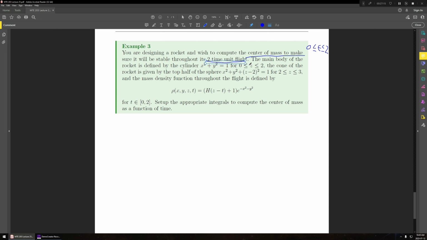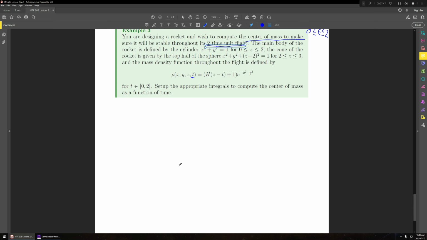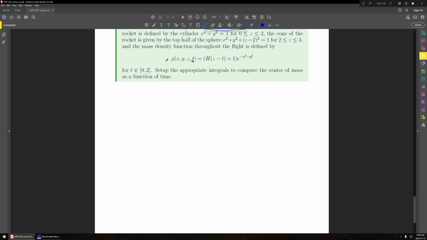The main body of the rocket is a cylinder defined by x squared plus y squared equals 1 for these values of z. And the cone of the rocket is given by the top half of a sphere, for those values of z. The mass density function throughout the flight varies with space and time, right? It's a rocket, it's burning up fuel, and it's given by this function here. And here I say explicitly time goes from 0 to 2. Set up the integrals to compute the center of mass as a function of time. We're not going to actually evaluate these, but I have to understand what this looks like.